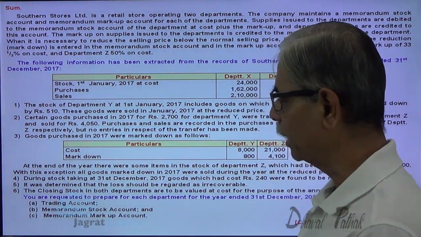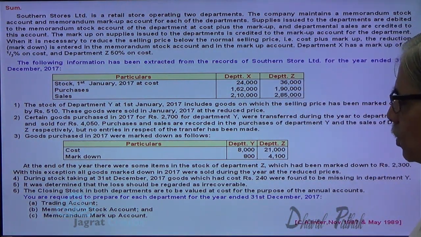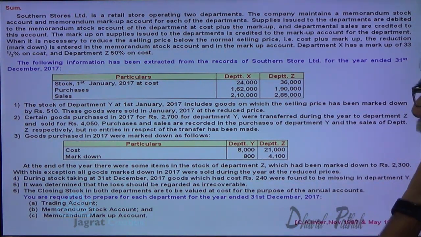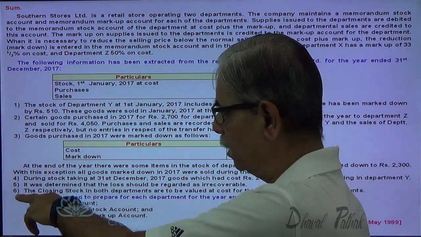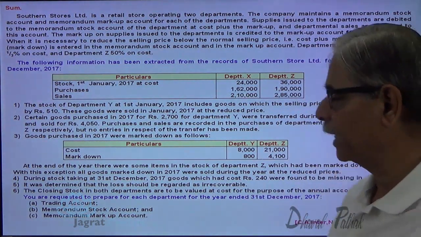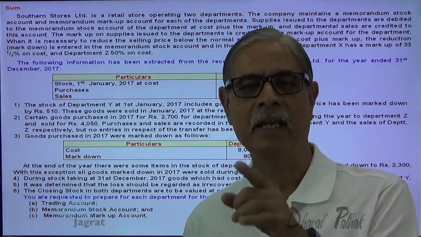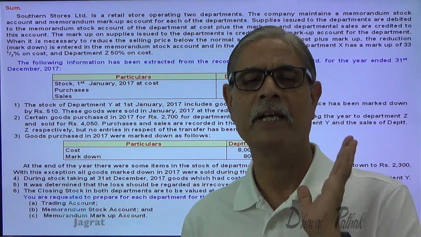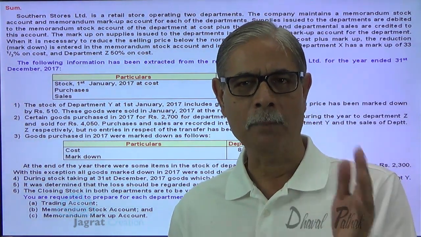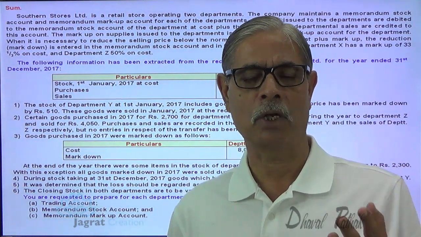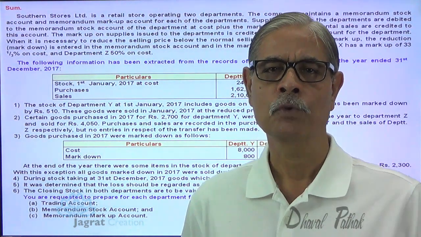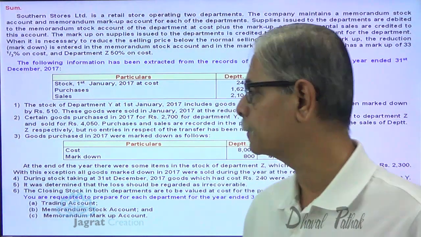During the stock taking on 31st of December 2017, goods with a cost of 240 were found to be missing in the department. It was determined that the loss should be regarded as irrecoverable. Where the loss is irrecoverable, it should be presumed to be a normal loss, because generally normal losses are irrecoverable. Abnormal losses can be insured and recovered. So here, as the loss is irrecoverable, it implies that it's a normal loss.